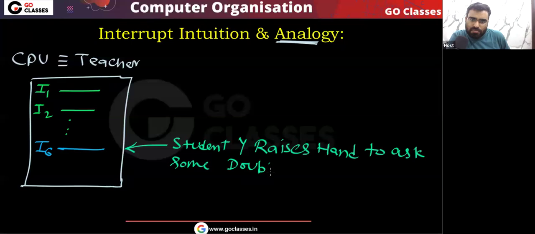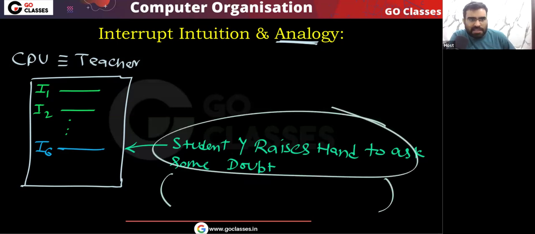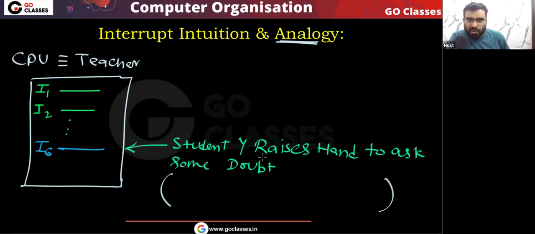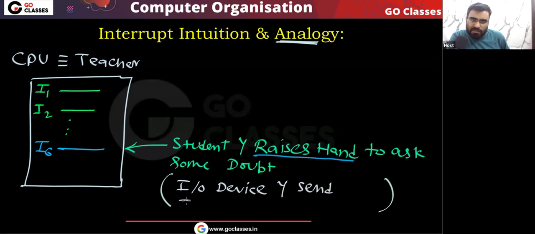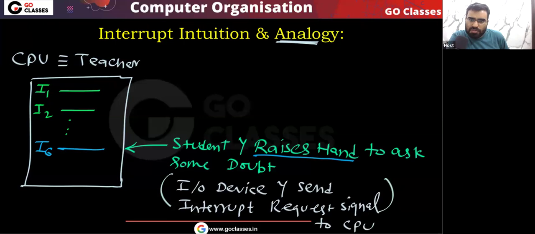So tell me, in computer terminology, what will we call it when student Y is raising a hand? Raising a hand simply means interrupt request. Yes or no? So basically, IO device Y sends an interrupt request signal to the CPU, saying that I need your attention. Is this clear? Very simple. So IO device Y is sending an interrupt request signal to the CPU.